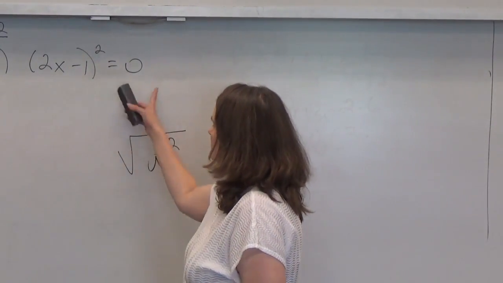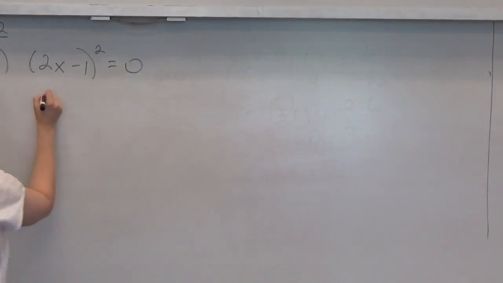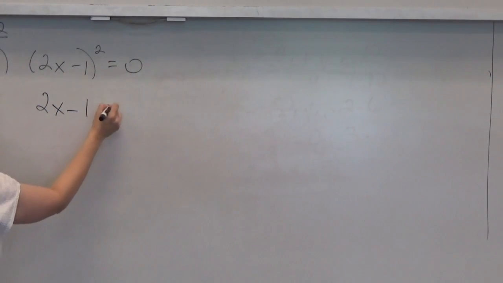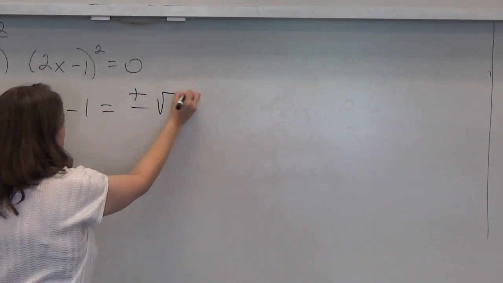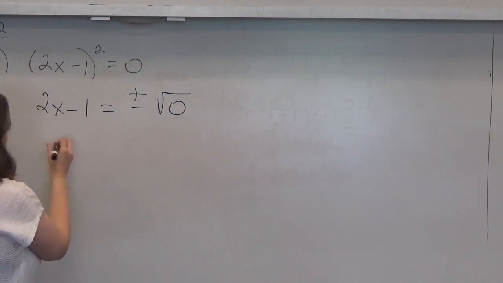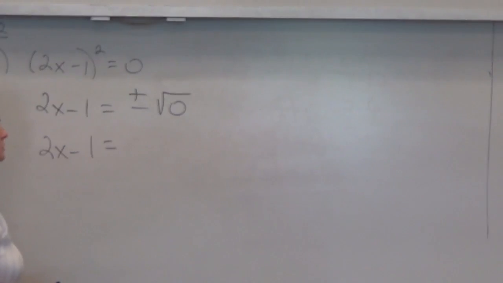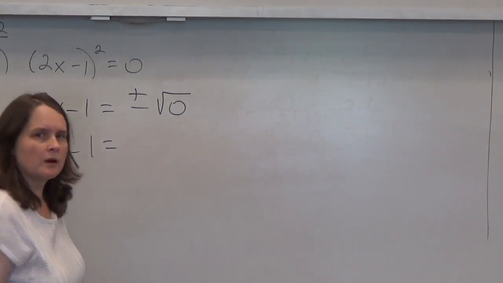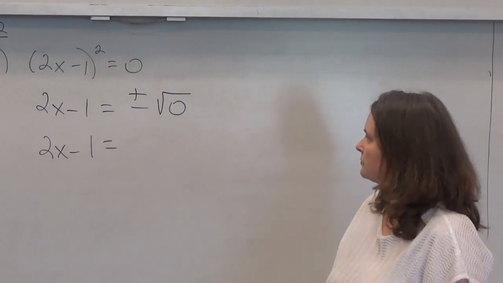So let's go ahead and take the square root of both sides. We'll have 2x minus 1 equals, now my rule tells me to do plus or minus the square root of the constant. So that's what I'm doing. So 2x minus 1 equals plus or minus the square root of 0. What is the square root of 0? Take a moment and think about that before I tell you.